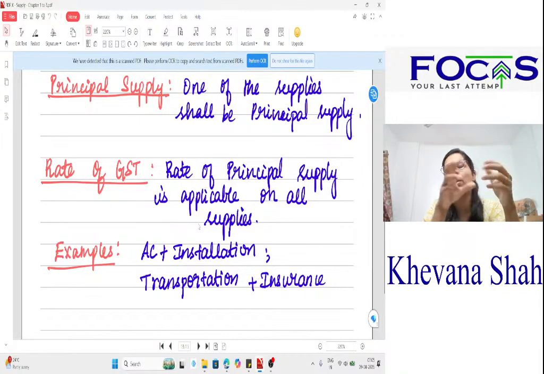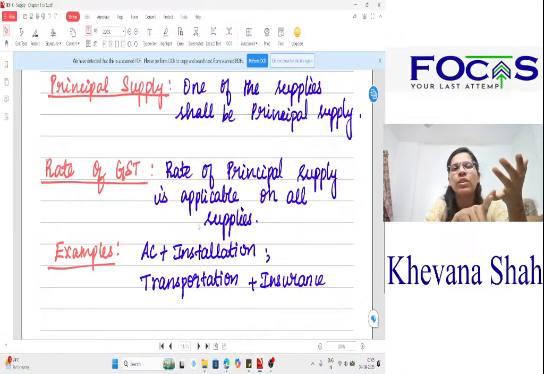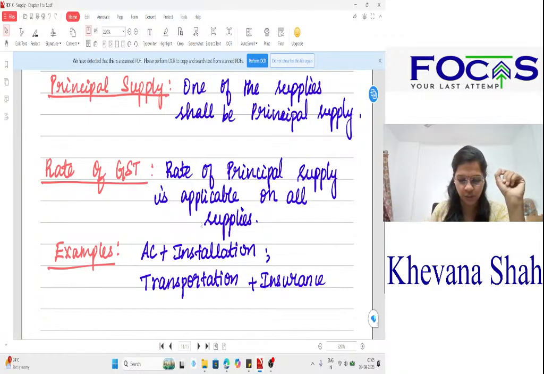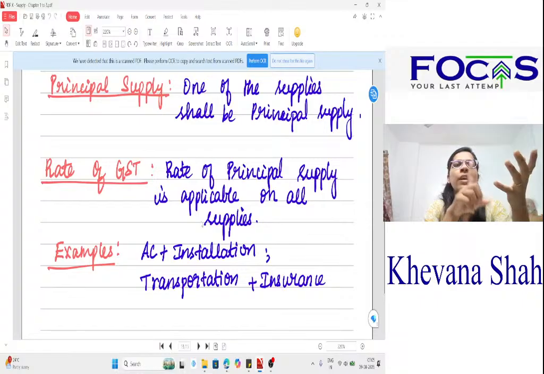Now, insurance you cannot take without any supplies. So these will be your composite supply here. Transportation is your main supply, that is your principal supply, and insurance is the support service that you are giving along with this transportation. So here the rate applicable for GST will be the rate of transportation.